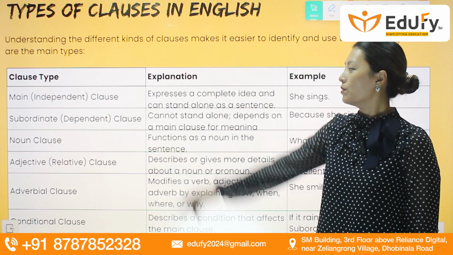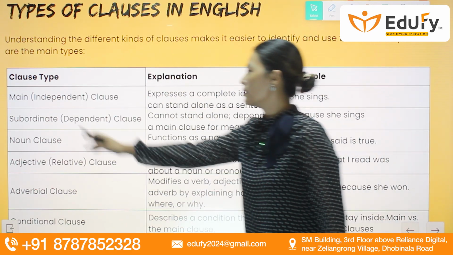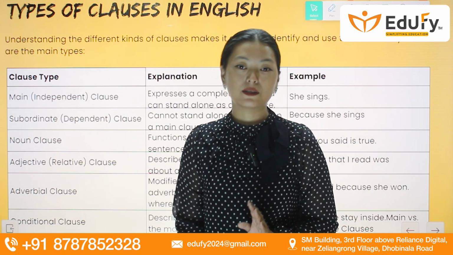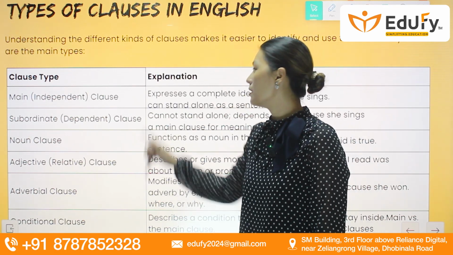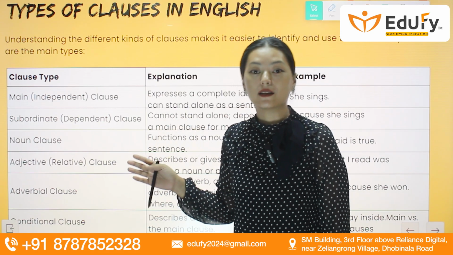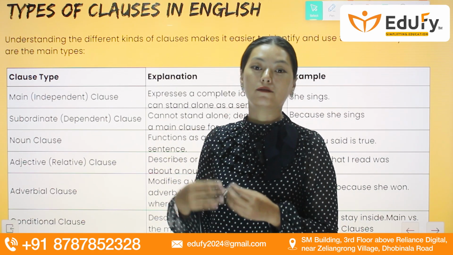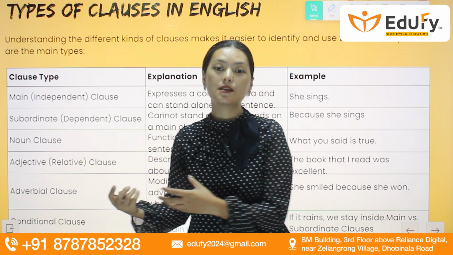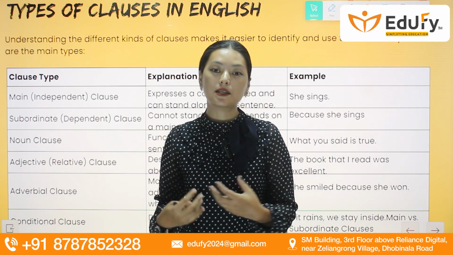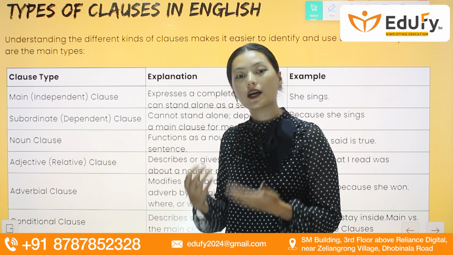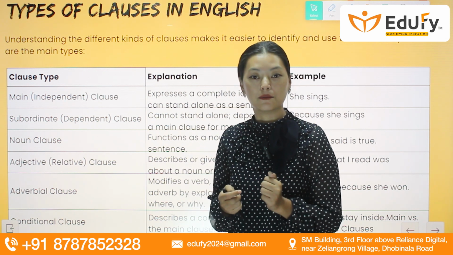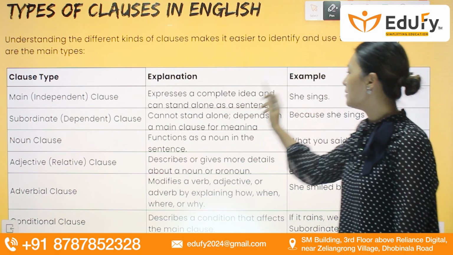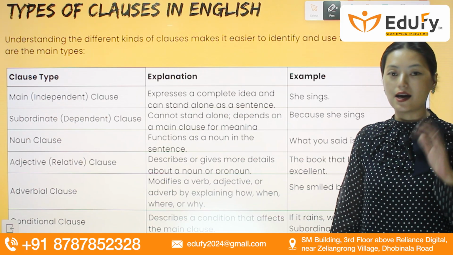Now let's take a look. The first type of clause is the main independent clause. This means a sentence that makes complete sense by itself. It will have the subject, verb, and the object as well. Sorry, it may not be accompanied by an object, but if it has a subject and a verb and it makes complete sense by itself without any additional information, it is known as a main clause. What does it do? It expresses a complete idea and can stand alone as a sentence.